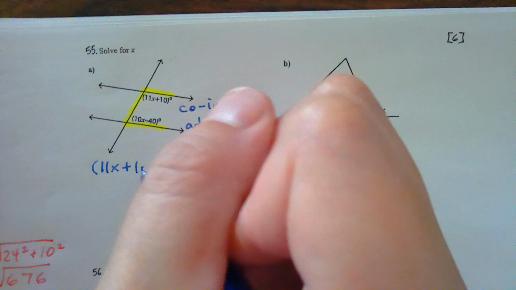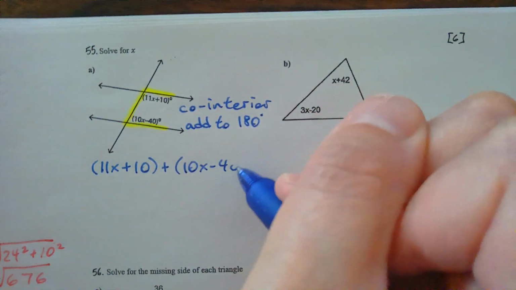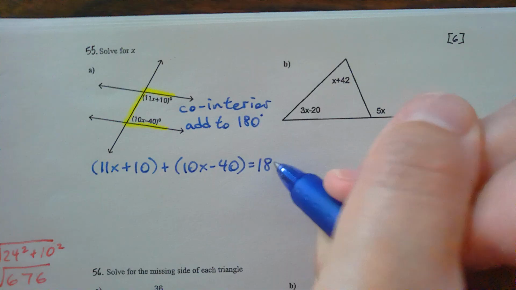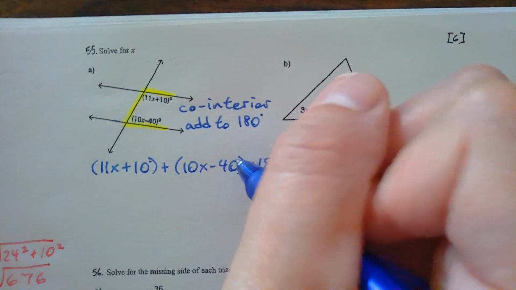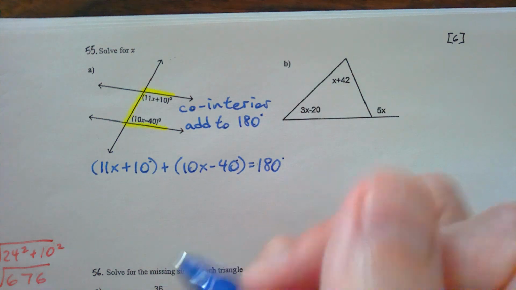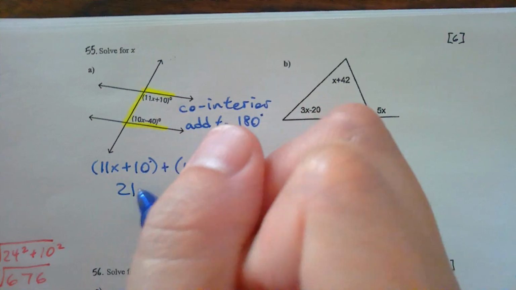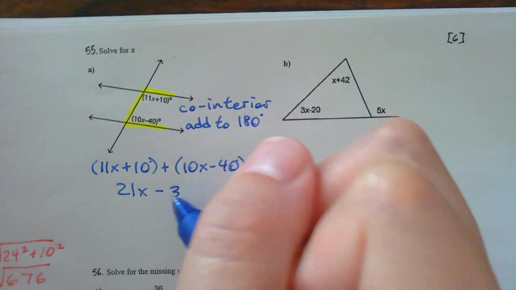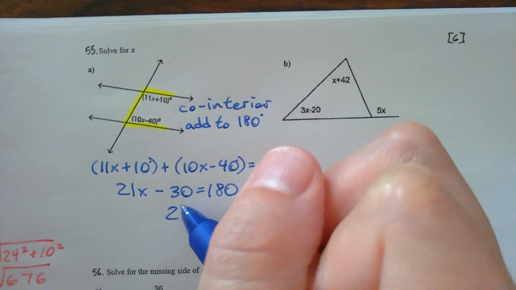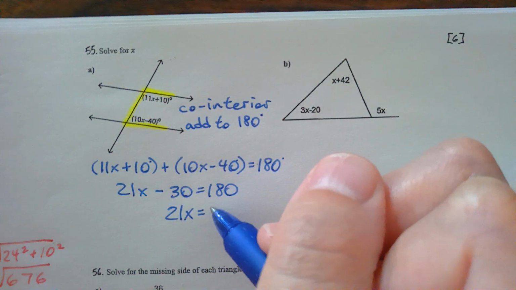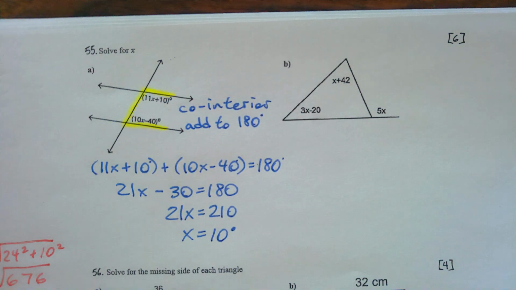11x plus 10 plus 10x minus 40. When you add them up, it should equal 180. Okay? The degree sign doesn't matter. You can add it in at the end. So collect the like terms. So 21x minus 30 equals 180. So when you divide it, you get 21x equals 210. So x equals 10 degrees.